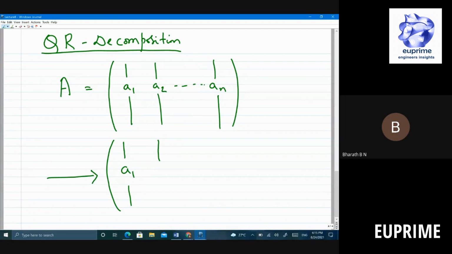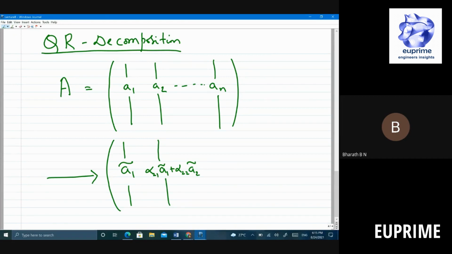So it's a linear combination of A1 and A2, right? Do you agree? Or sorry, it's not A1. So let me call this A1 tilde. Okay, so it's A1 tilde and A2 tilde. Do you agree? So this is alpha. Let me write this as alpha 21 A1 tilde plus alpha 22 A2 tilde, right? This will give me the second vector, which is orthogonal to A1 tilde, right?